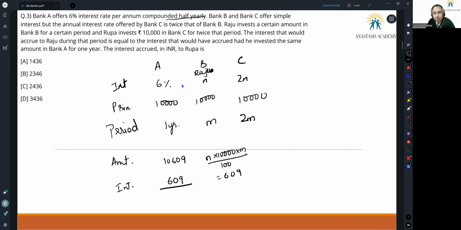Okay, nice. Raju invests a certain amount in bank B for a certain period. So in bank B there is Raju, and Rupa invests 10,000. So Rupa invests here. The interest that would accrue to Raju during the period is equal to the interest that would have accrued had he invested the same amount in bank A for 1 year.